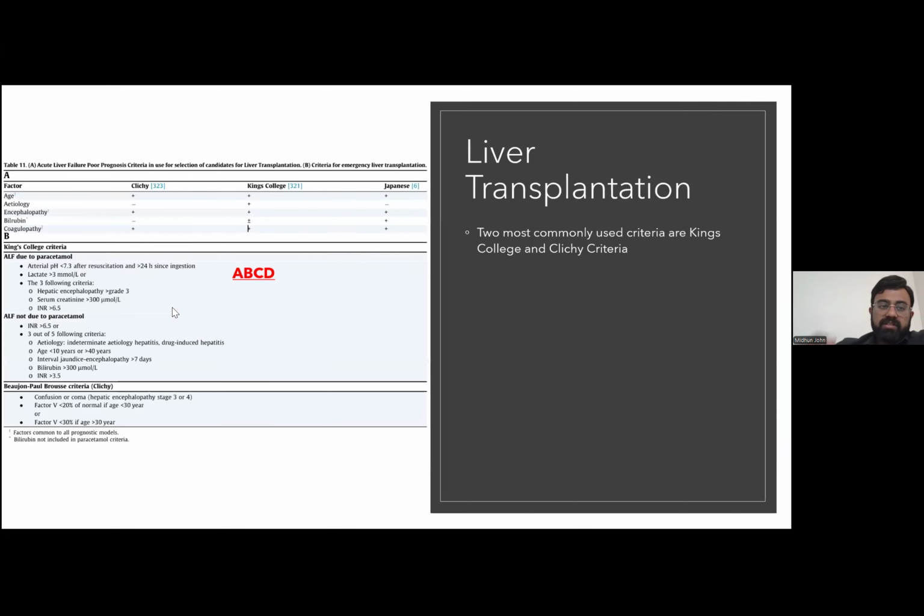And so when we see these patients, they recommend the use of King's College. I'm sure we've all seen it, but King's College has paracetamol and non-paracetamol related criteria, and one can calculate using that who is eligible. There are also the Clichy criteria as well, but as you can see on the left, there are quite a lot fewer factors taken into consideration when seeing these patients. Essentially, it's used for the selection of candidates for liver transplantation.